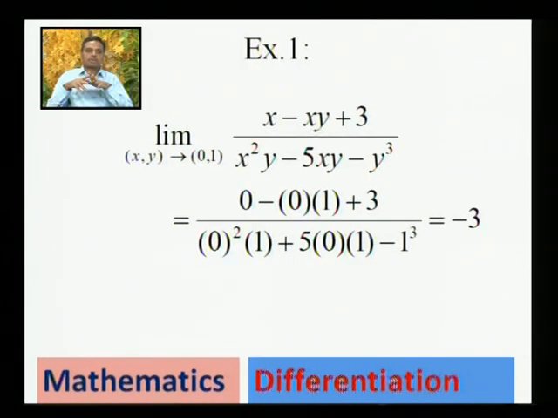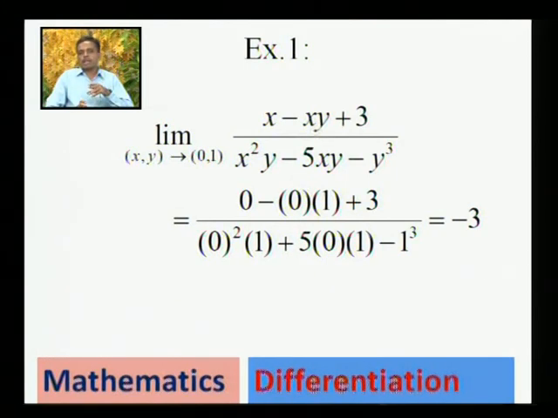Same way, now let us take an example. If you take the limit of x minus xy plus 3 divided by x square y minus 5xy minus y cube, now you take the limit as (x, y) tends to (0, 1). Now here you can use the algebra of limits, that is, the limit of a fraction, f of x by g of x. You can remember from one variable, the limit of f(x) by g(x) can be written as the limit of f(x) divided by the limit of g(x). So here you can also use the same thing.